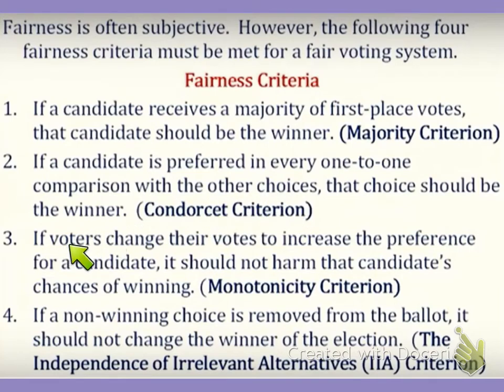Number 3, if voters change their votes to increase the preference for a candidate, it should not harm that candidate's chance of winning. That's known as the, it's hard to pronounce, monotonicity criterion. Number 4, if a non-winning choice is removed from the ballot, it should not change the winner of the election. That is the independence of irrelevant alternatives, or the IIA criterion. These seem to make sense. They all kind of make sense, but there's going to be a paradox here between these first two, and here's why.